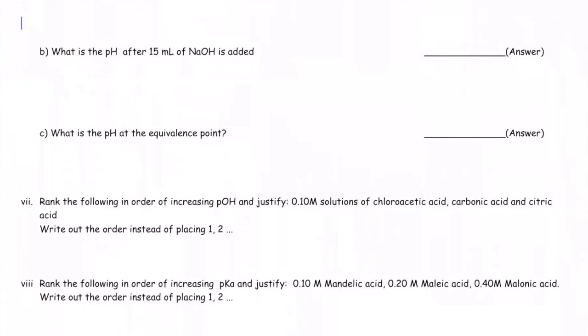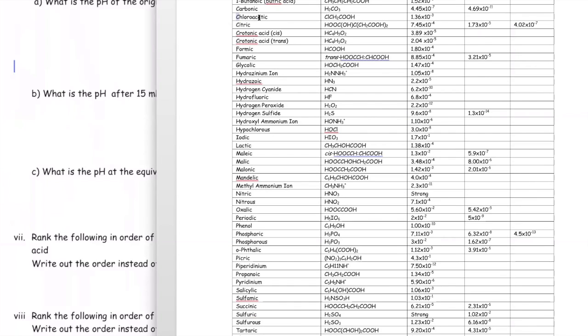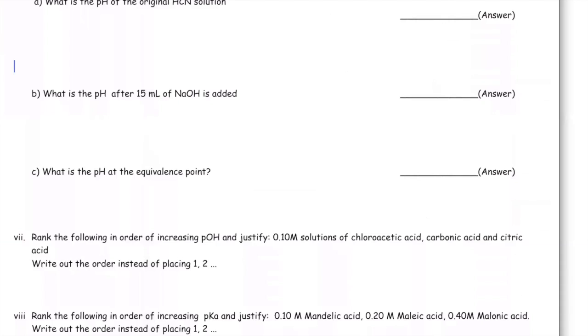These last two problems say, look up the formula for chloroacetic acid, carbonic acid, and citric acid, and you will find that over here. Chloroacetic acid is going to be right here. Carbonic acid, we already covered that. And then citric acid is right here. So rank the following in order of increasing pOH, not pH, but pOH, if you've got 0.1 molar concentration of all these acids. That just means that you have to set up the ICE table for each one of these chemicals and calculate the pH. And then remember that pH plus pOH equals pKw. So you can calculate pOH that way. I just want you guys to practice calculating pH or pOH in that problem.